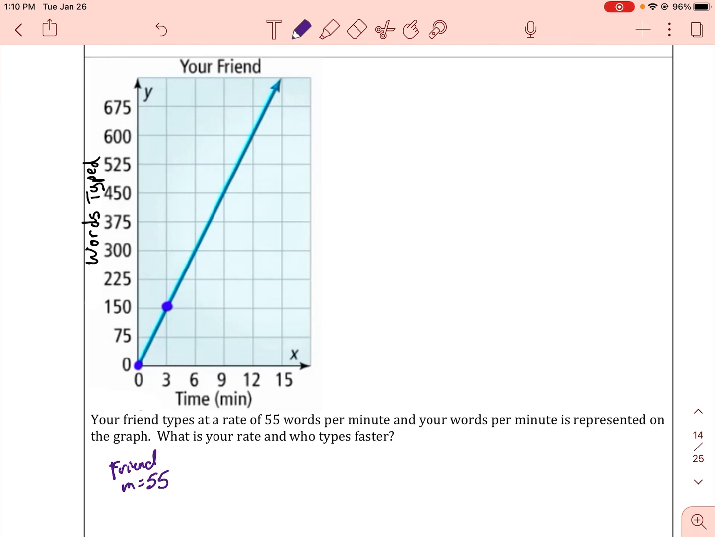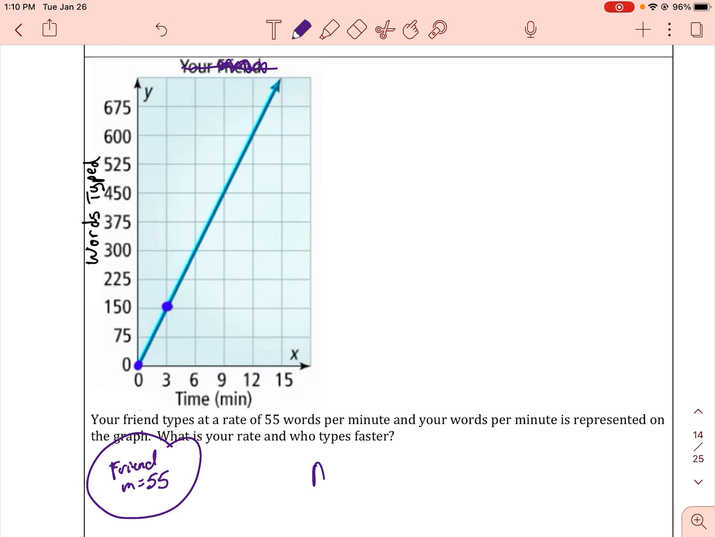Now, to find your rate, this is not your friend. Your friend types at a rate of 55 words per minute right here. Your words per minute is represented by the graph. So this is your words per minute, not your friend.